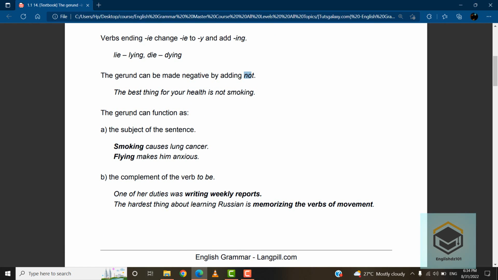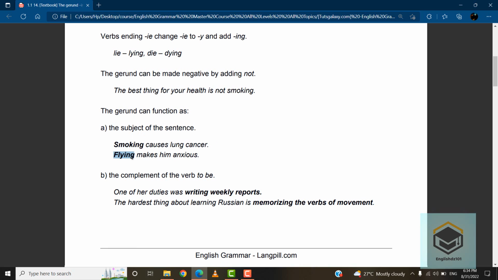Now, راح نشوفوا الاستعمالات تاع gerund. So the gerund can function as a subject and a complement. For example, smoking causes lung cancer or flying makes him anxious. So in these situations, the gerund is a subject.